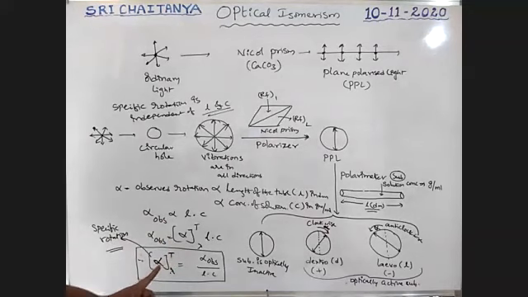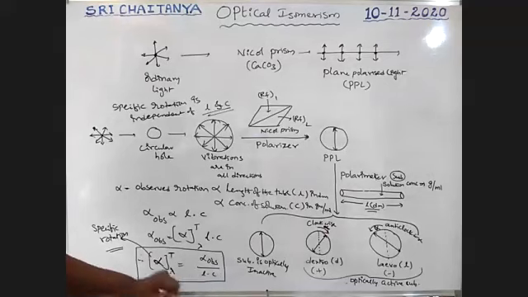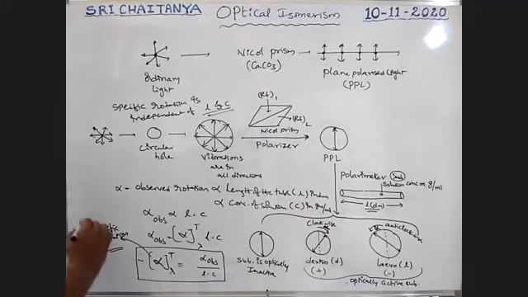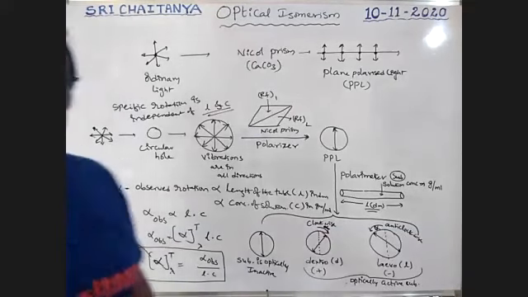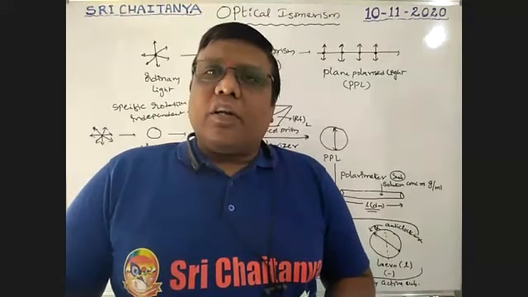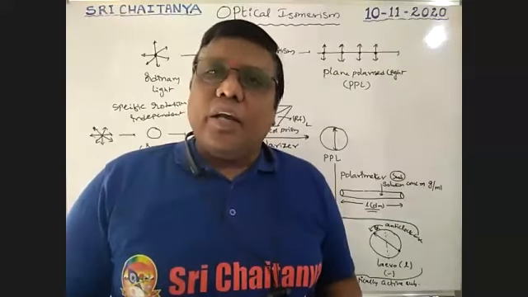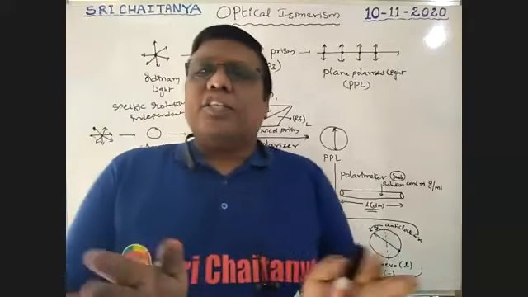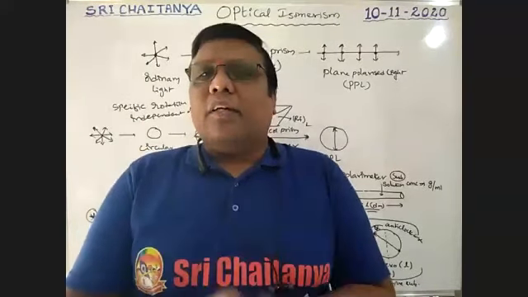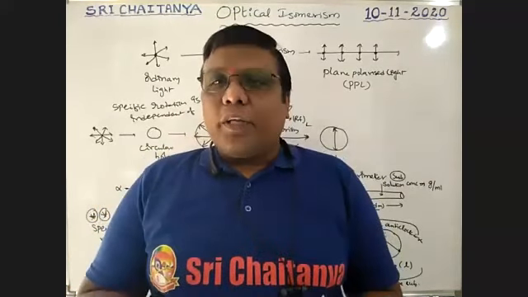So specific rotation is equal to observed rotation divided by L into C. This is the formula, very, very important. This formula is used to find the specific rotation of an optically active substance. If the rotation is in the clockwise direction, it is called dextro rotation. If the rotation is in the anti-clockwise direction, it is called levo rotation. Any substance which can rotate light in one direction is called an optically active substance.